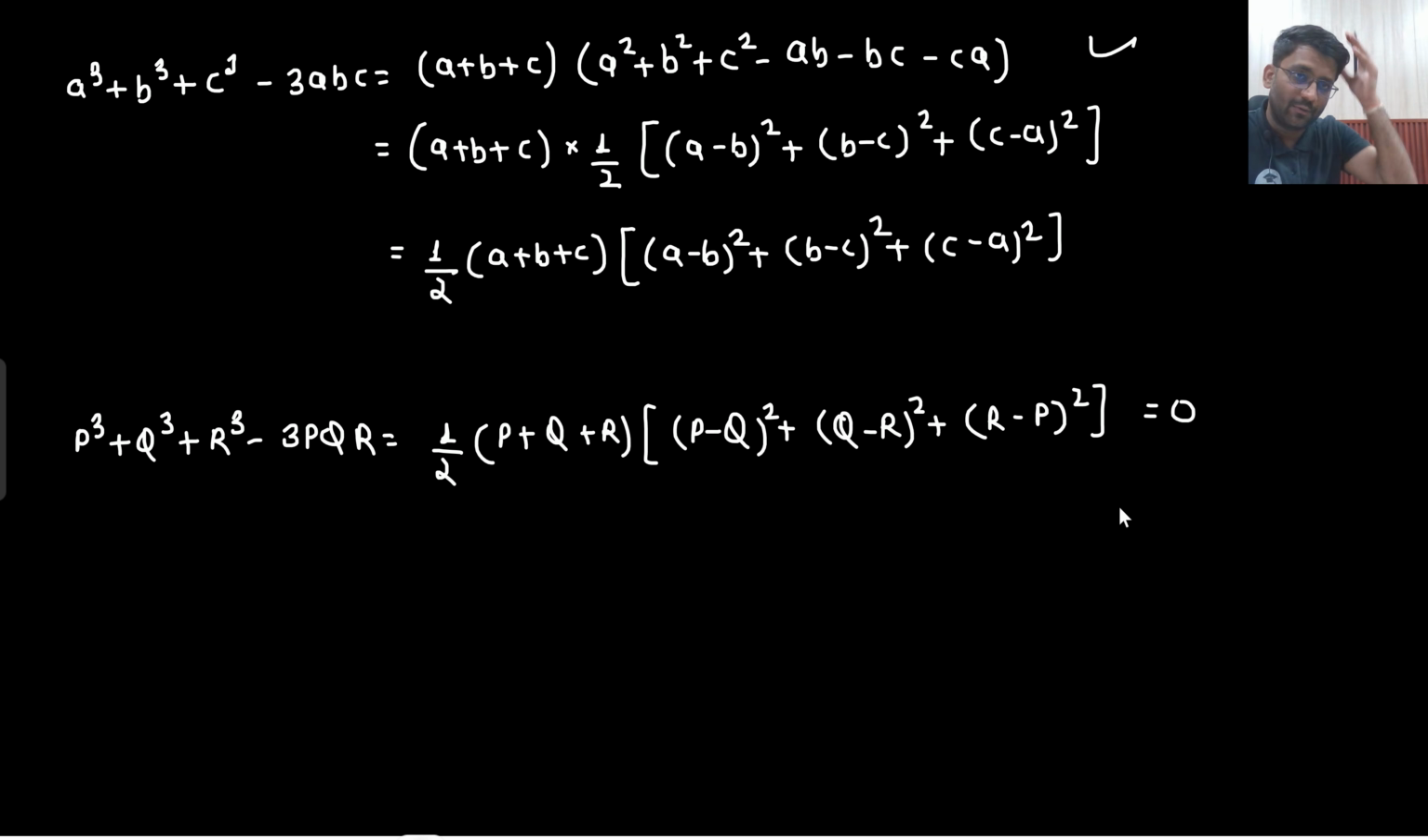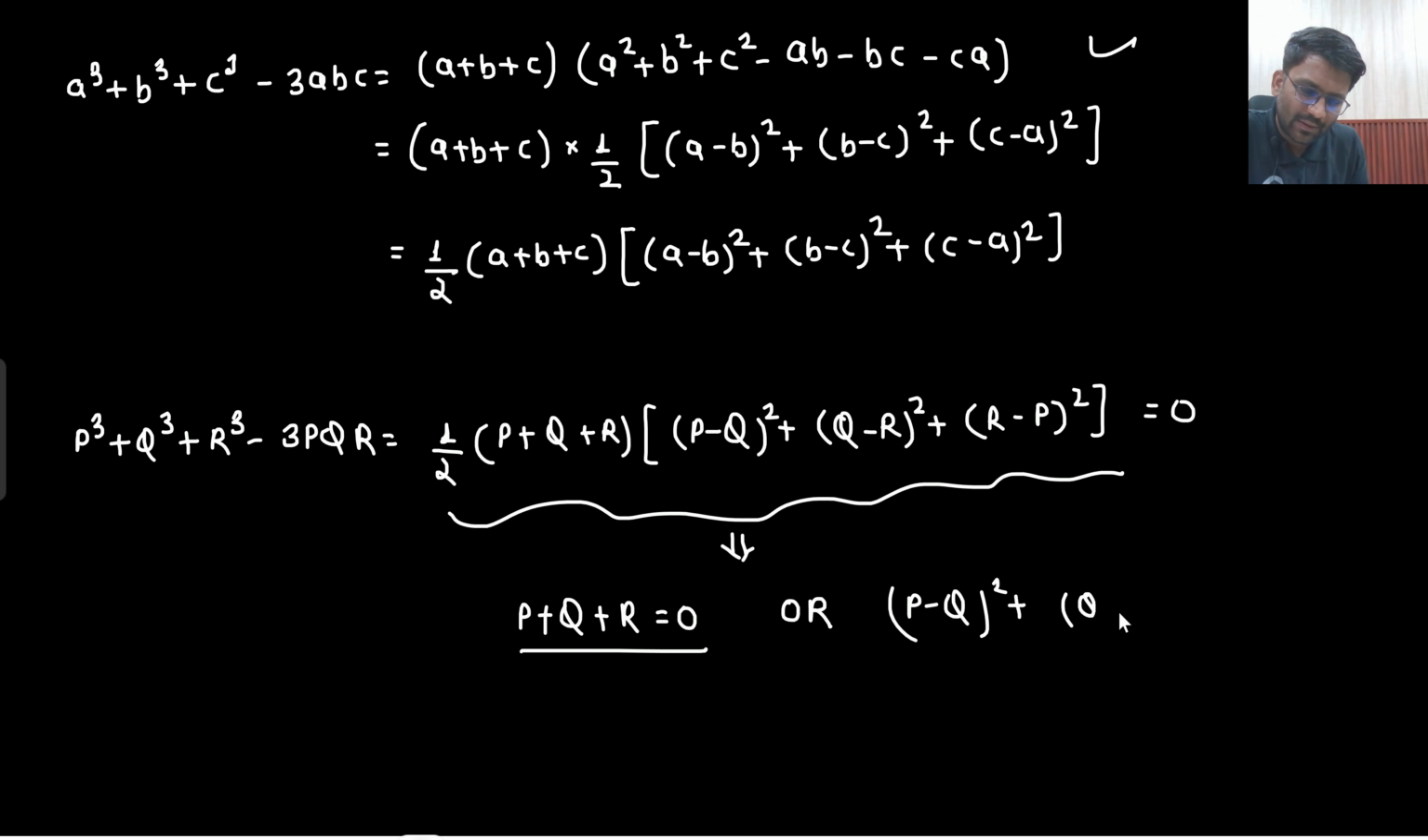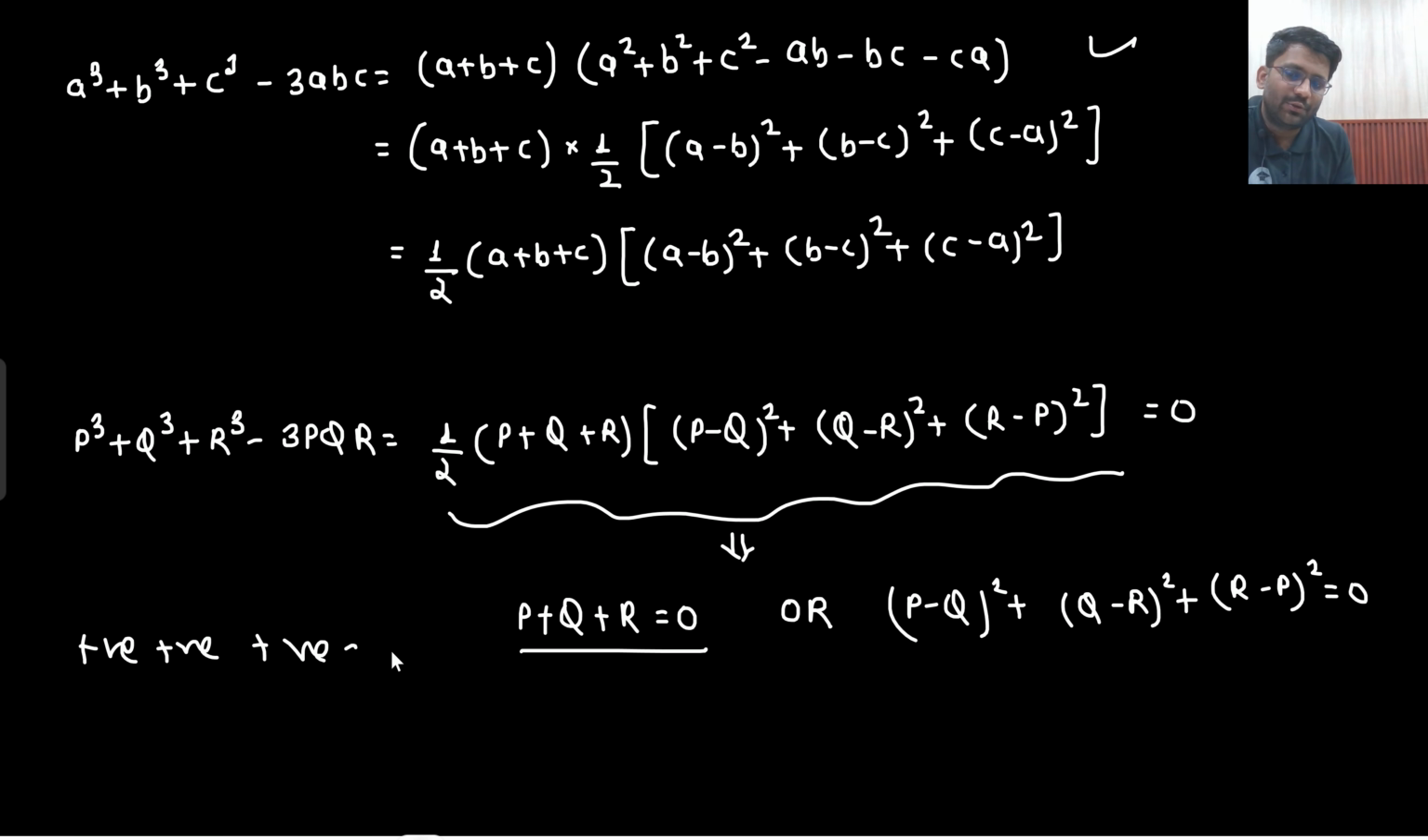And if you want this to be 0, then what is the answer you will get from here? That means p plus q plus r should be 0, or p minus q whole square plus q minus r whole square plus r minus p whole square should be 0. Now whole square will be a positive value, no? Q minus r whole square will also be a positive value, and this will also be a positive value. So positive plus positive plus positive can be equal to 0 only when each positive value is 0. That means this value is 0, this value is 0, this value is 0.